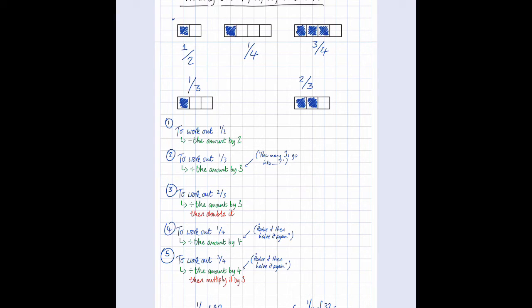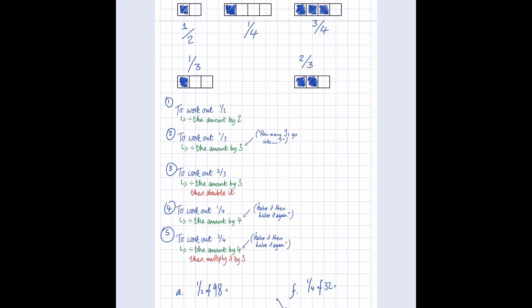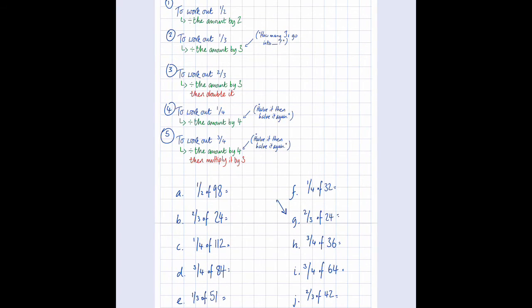Okay, so actually we'll do G together because I'm really, really kind. So think about G, 2/3 of 24. First of all, we need to divide the amount by 3. So we need to say how many 3's go into 24, or 24 divided by 3. The answer is 8. And then we need to keep that answer in our heads. And is there a second step? There is. It says double it. So what's double 8? 16. So 2/3 of 24 is 16.